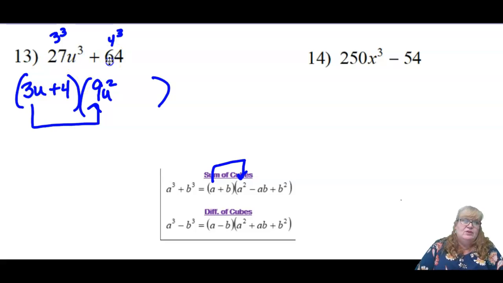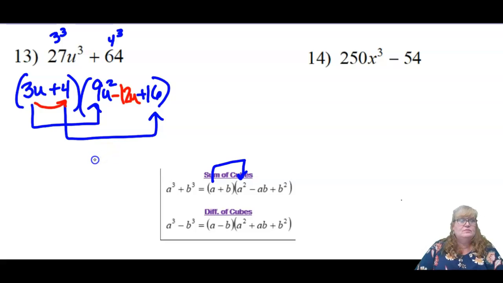And then back here, 4 times what is 64? Well, it says you take the last term, the 4, and you square it, and you get a 16. And that one is always positive. But in the middle of here, you need a little magic. You need one of these times one of these, which would be a 3u times 4, or a 12u. And then the sign has to change, so from plus to minus.